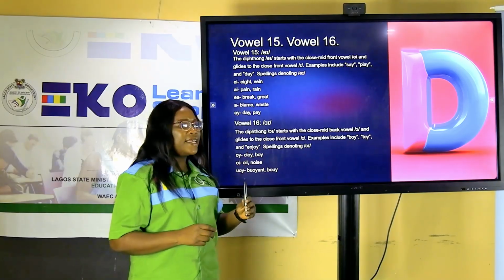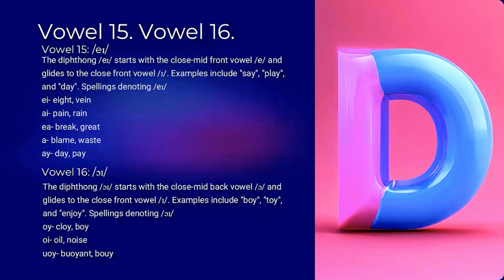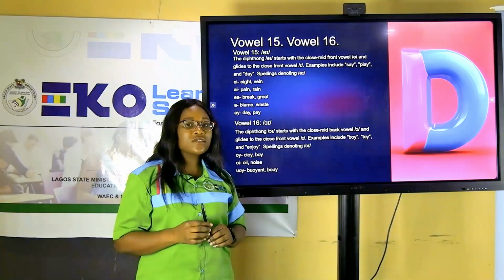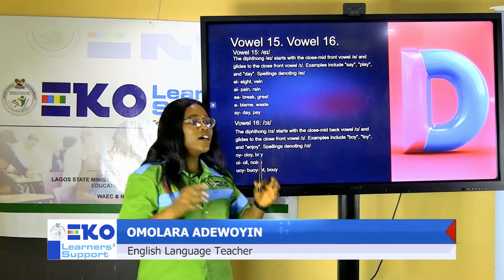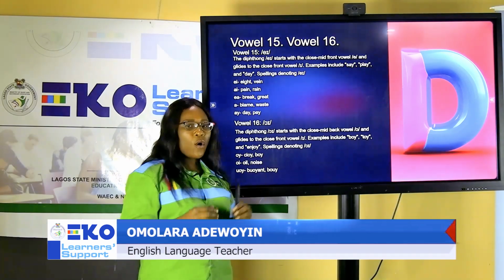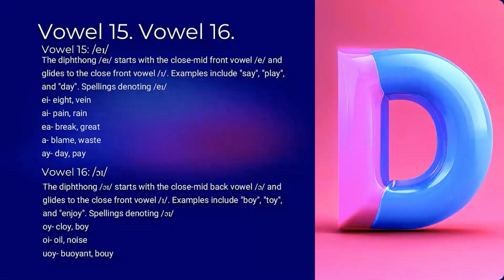The next sound here is oi. The diphthong oi starts with the closed mid-back vowel O and glides to the front vowel E. So you have oi, oi. Cloy, boy. Oil, not oil. It's pronounced oil. And then we have noise. We have buoyant. We have boy. B-O-U-Y is pronounced boy.